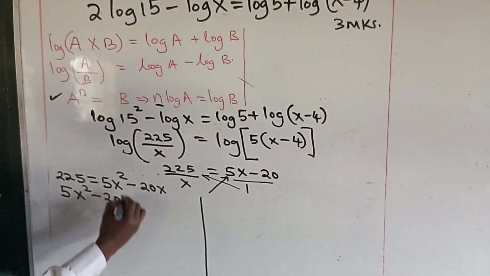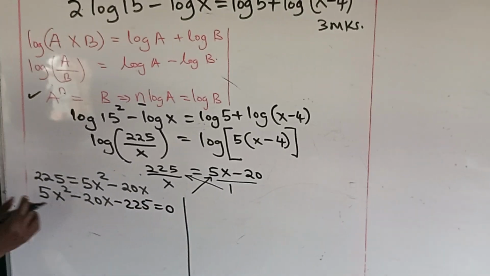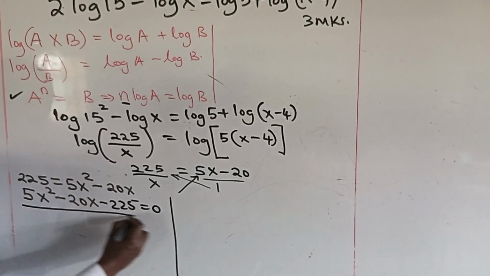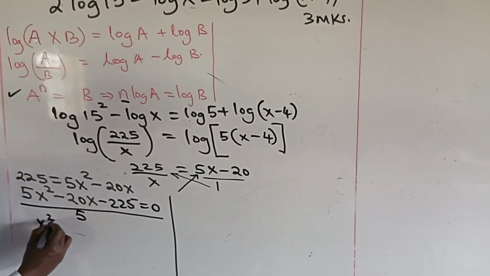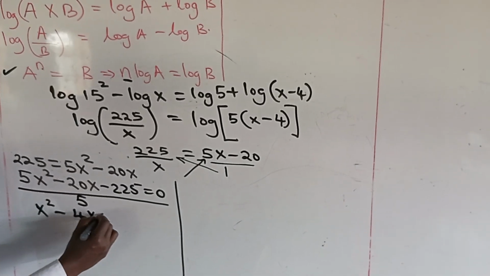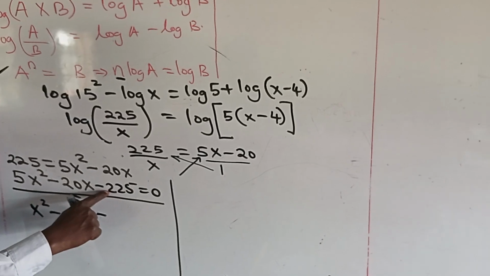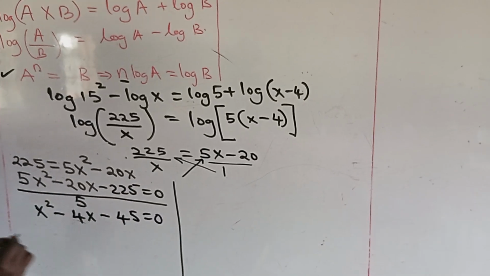We subtract 225 from both sides, we get negative 225, and it gives us 0. We can simplify this equation by dividing throughout by 5. And what does it give us? It gives us x squared minus 4x minus, viewers, from your calculator, 225 divided by 5 gives us 45, is equal to 0.